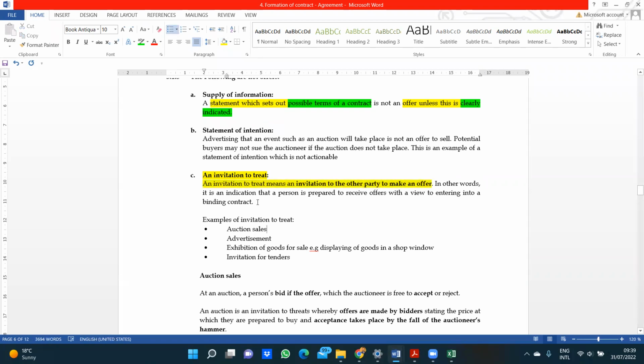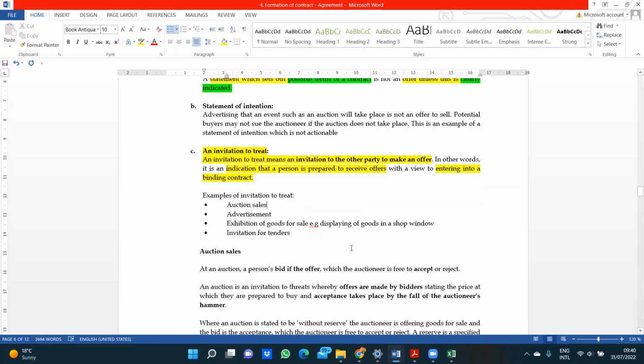In other words, it is an indication that a person is prepared to receive offers with a view to entering a binding contract. Of course, if it is receiving offers, it will go into a binding contract. So this is an invitation to treat. Invitation to treat is not an offer. This is very important. It is actually inviting someone else to make the offer.